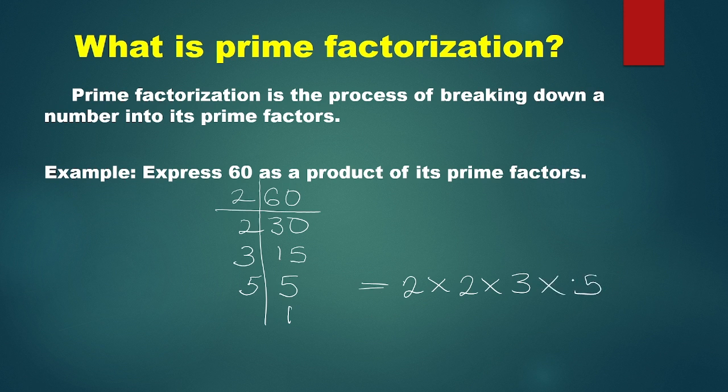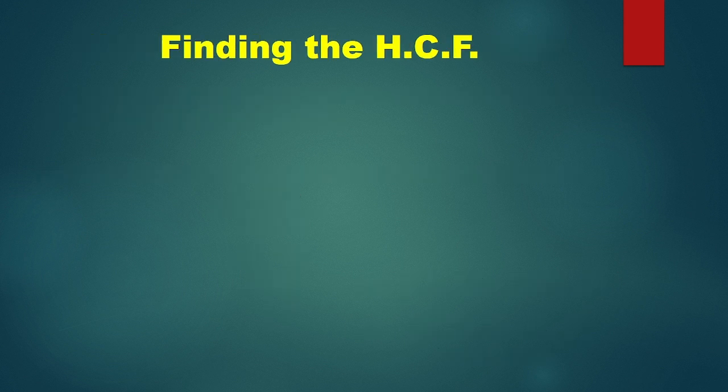Now, we can even go further and write this in index form as 2 raised to the power of 2, because there are two 2's here, multiplied by 3. Since it's just one 3, it doesn't require any power, then times 5. So, I have just expressed 60 as a product of prime factors. Now, let's go into using them to find HCF and LCM.